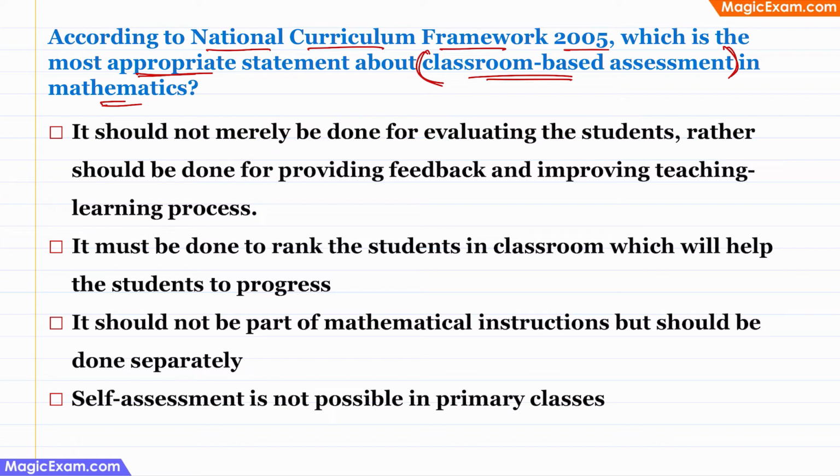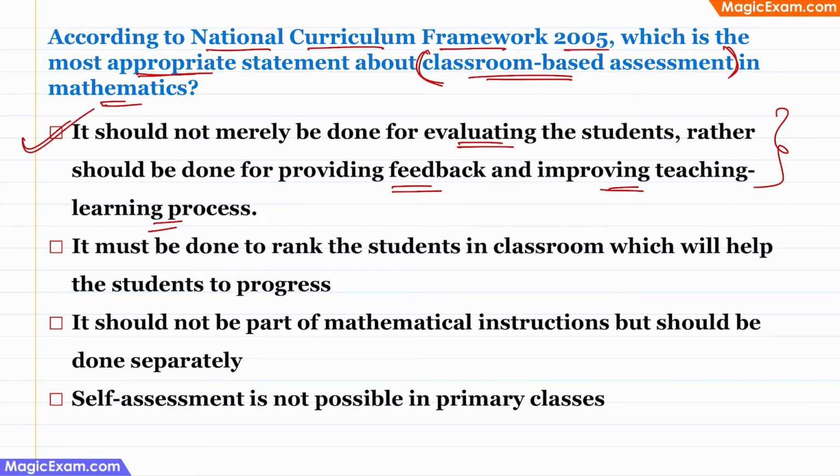And in comprehensive assessment, there is teacher assessment, there is peer assessment, there is external assessment, and there can also be self-assessment, right? Therefore, now that we know what are the basics of comprehensive and continuous evaluation and school-based assessment, let's look at the answer choices. The first one says, it should not merely be done for evaluating the students, rather it should be done for providing feedback and improving teaching learning process. Now, this is school-based assessment, and this is also what is being used to describe continuous and comprehensive evaluation. Therefore, this is a correct statement.